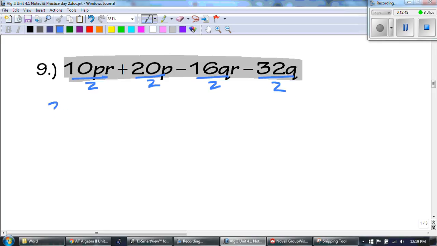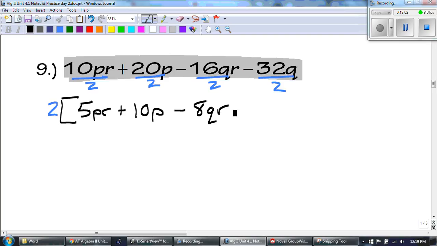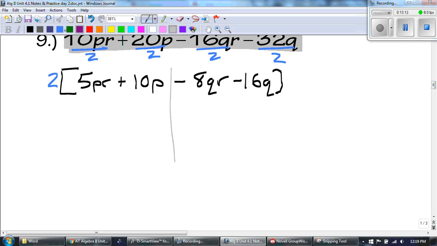All right, so the 2 comes out front, and then I'm going to divide everything. So that's 5PR plus 10P minus 8QR minus 16Q. I could not take out a variable because they all don't have the same thing. All right, so I don't want to forget this 2, so I'm going to come all the way down and leave that in my final answer.